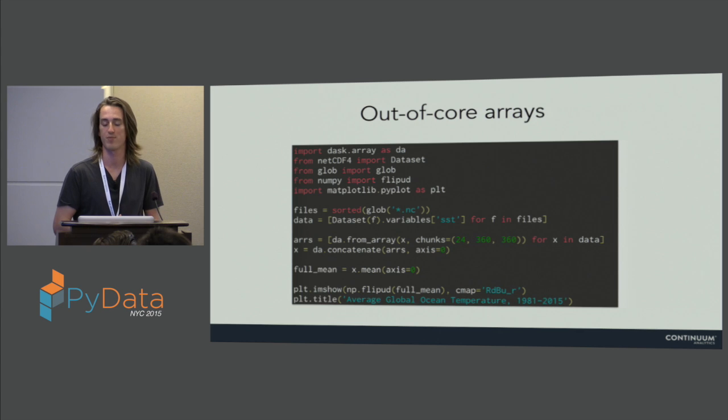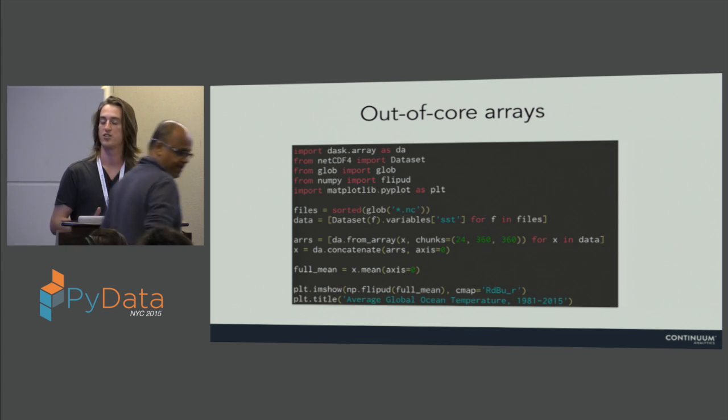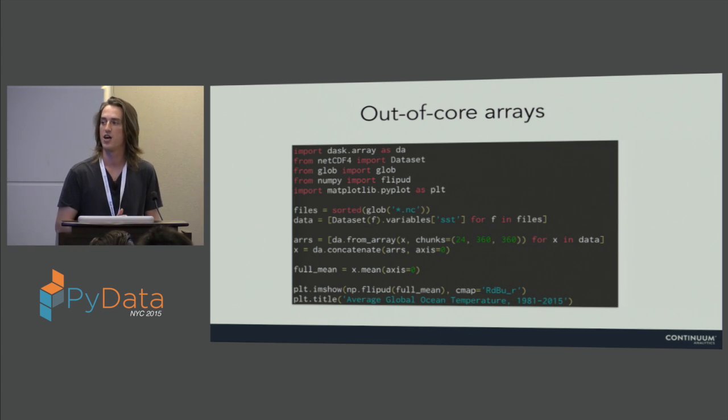No data is loaded at that time. And then we're going to concatenate them all together using Dask. So we're going to create a bunch of Dask arrays. We'll call da.concatenate on them to concatenate them all together into a single Dask array. We'll take the mean across the whole thing. At this point, we can treat it as a single big array. And then at the final bit, we'll pass it to matplotlib.